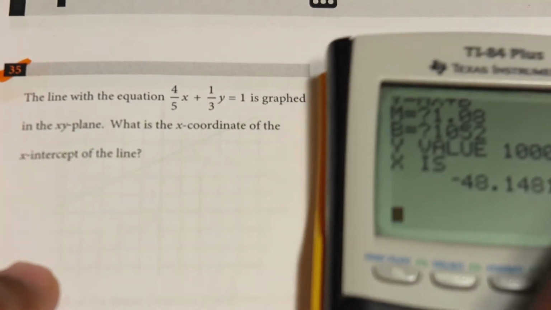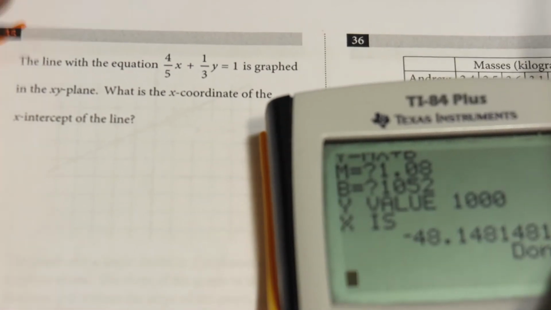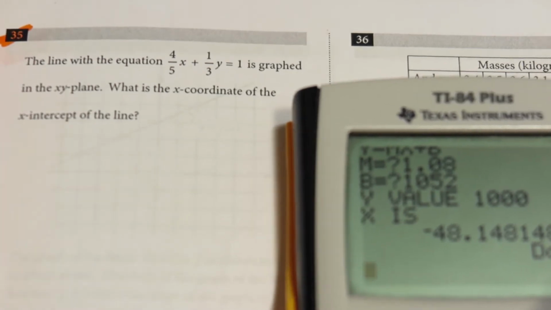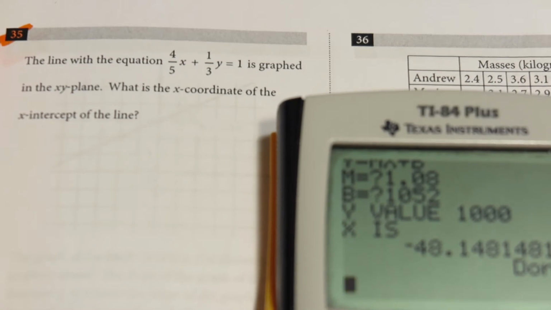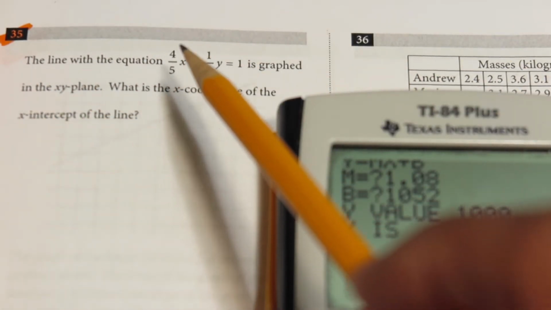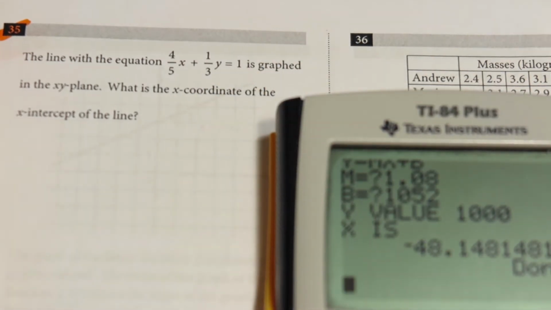I have one more example that shows you how you would use the equation piece. So let me move this up. This question is number 35, and it was taken from practice test number 6. What it says is the line, again a linear equation, with the equation 4/5 x plus 1/3 y equals 1 is graphed in the xy plane.